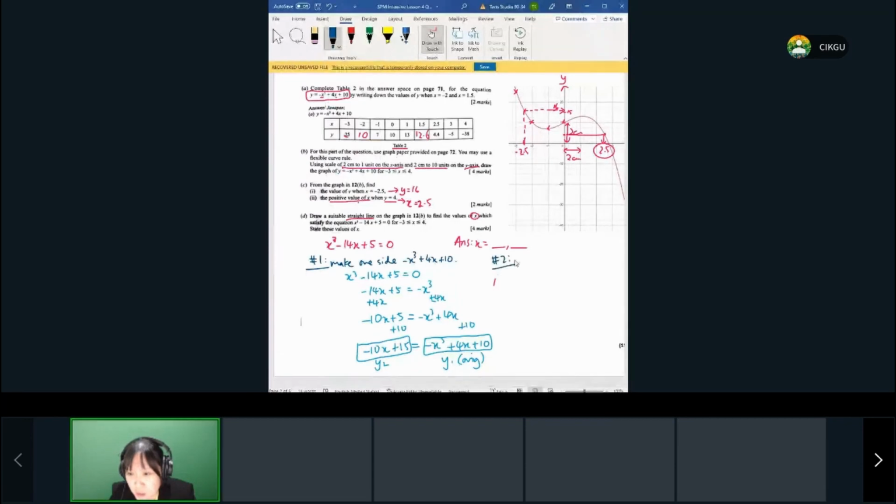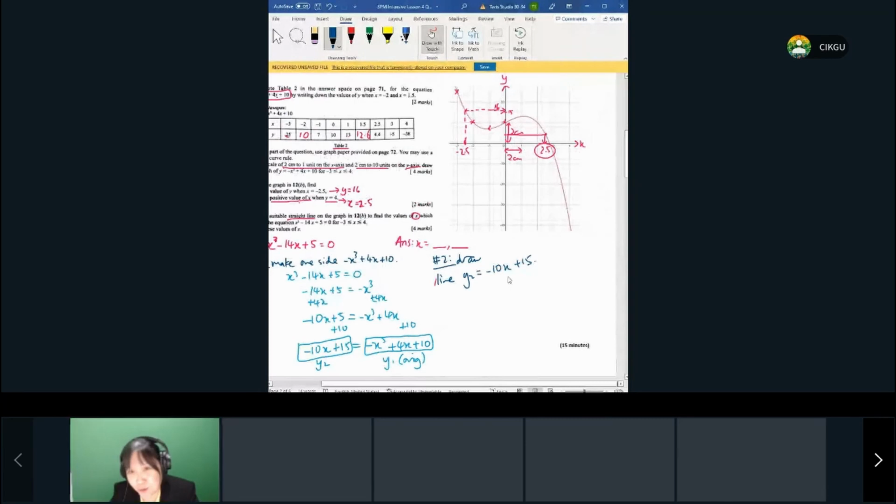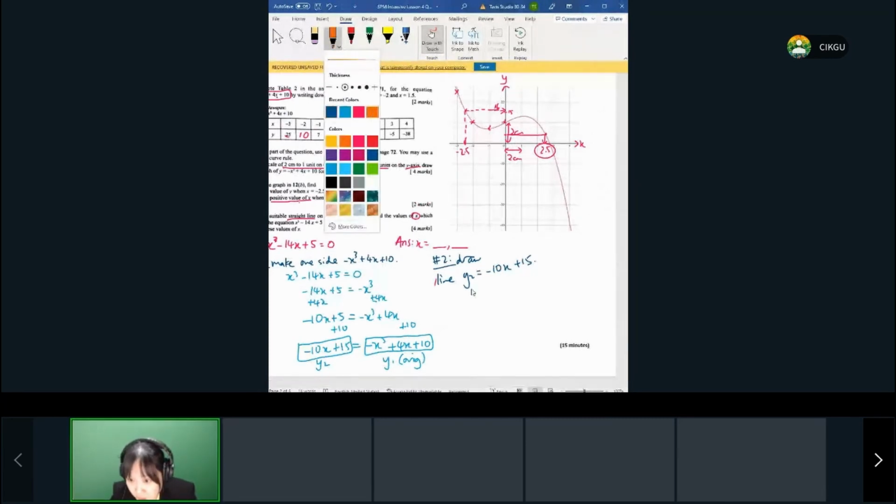So step number 2, we need to draw the line of y2, which is negative 10x plus 15. Same thing. How to draw a line? How many points do you need to draw a line? 2 points. Same process again. You need 2 points to draw a line.